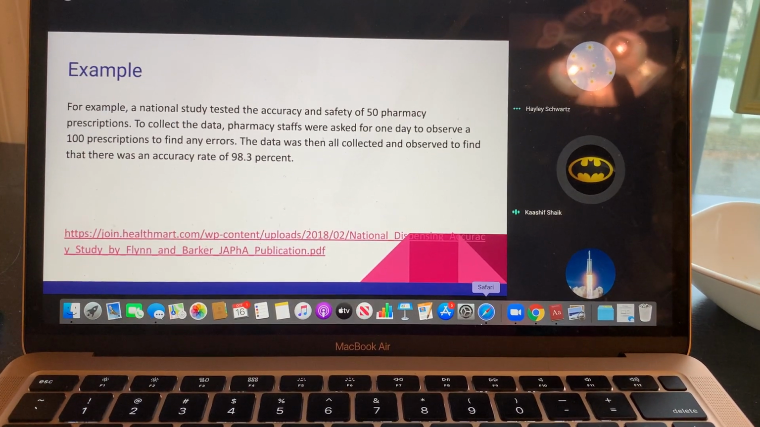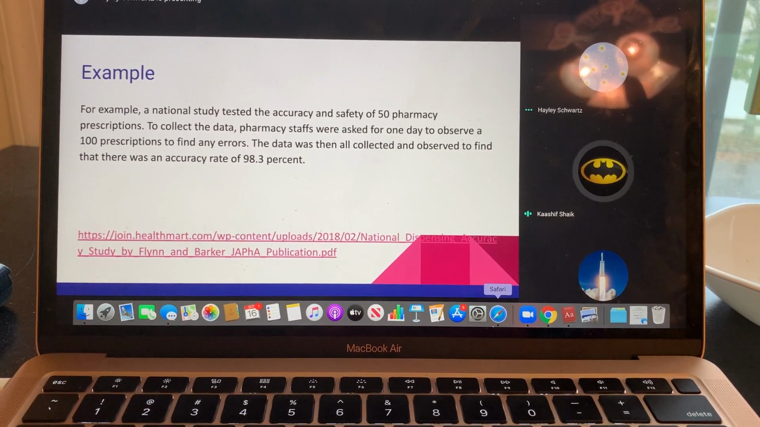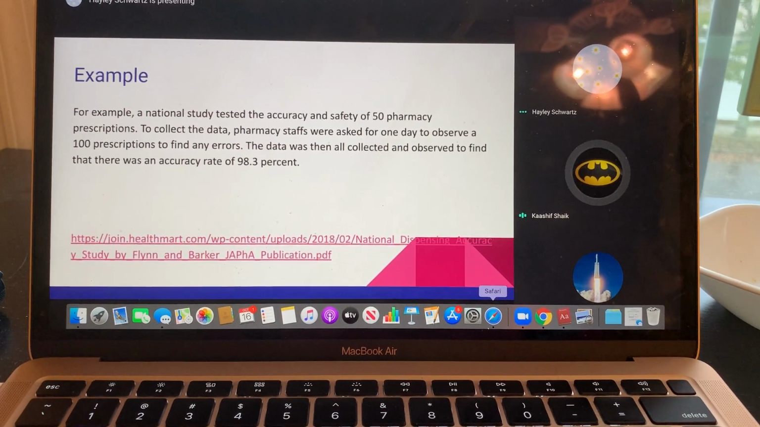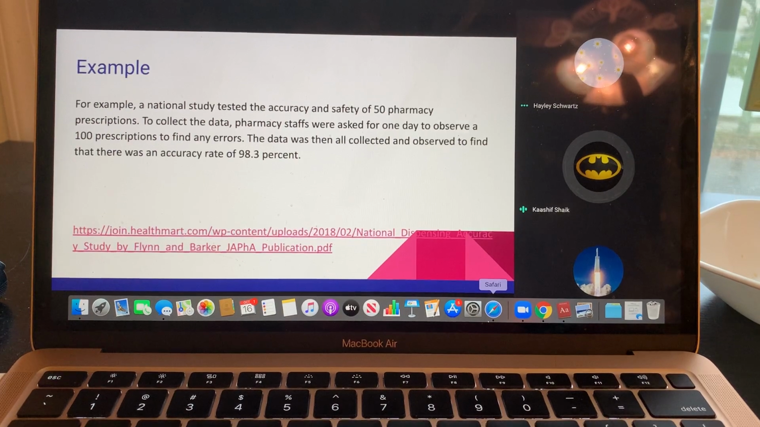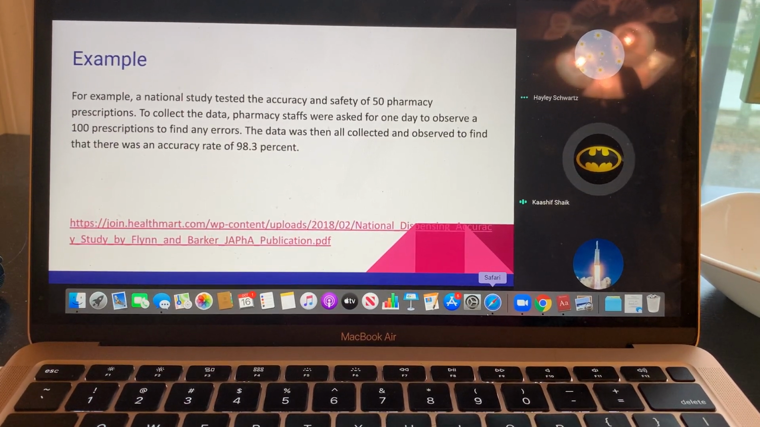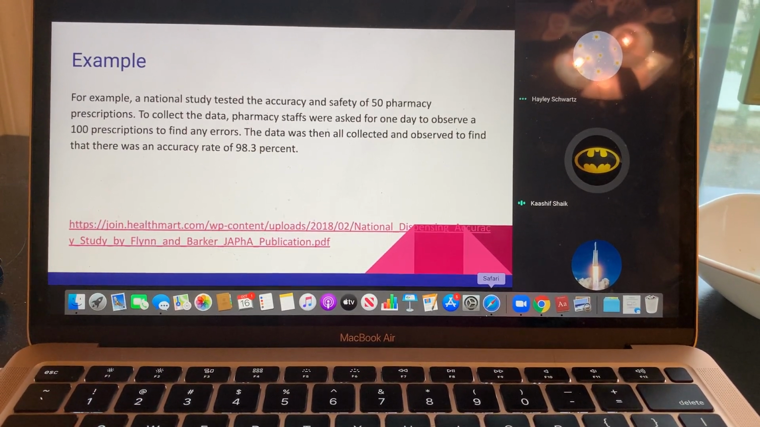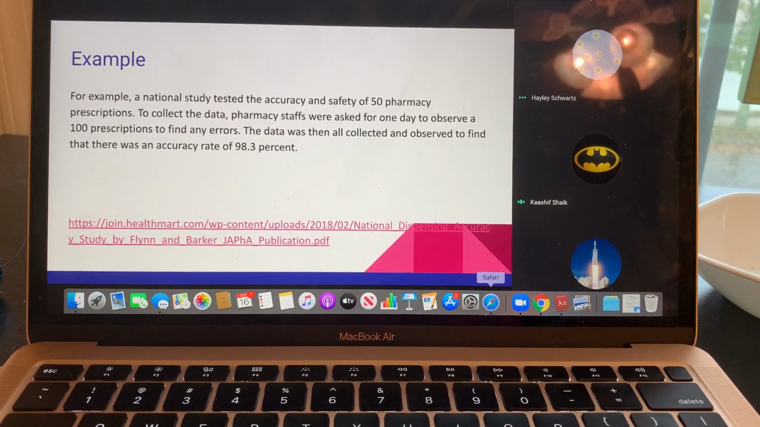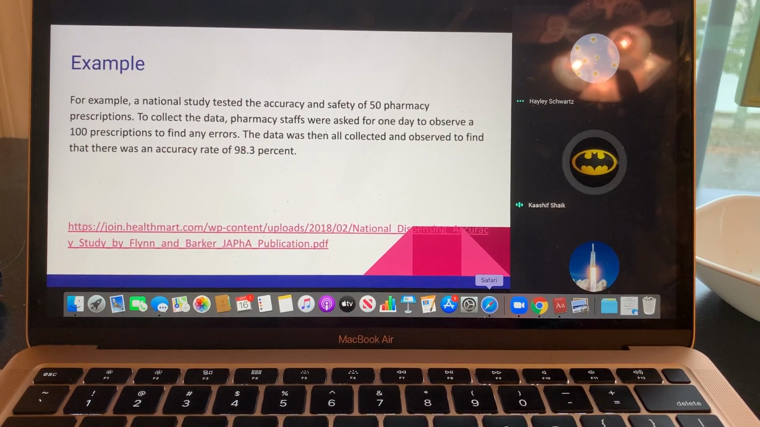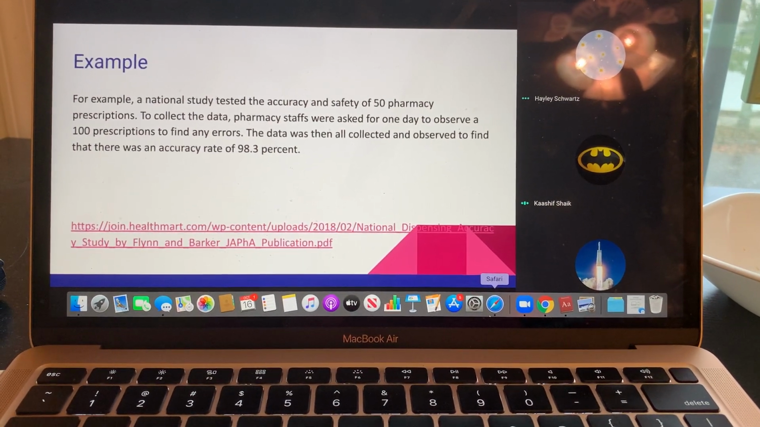And one example I found was that a national study tested the accuracy and safety of 50 pharmacy prescriptions. To collect the data, pharmacy staff were asked one day to observe 100 prescriptions to find any errors. And the accuracy of these prescriptions was 90.3%. And that's it for our presentation.